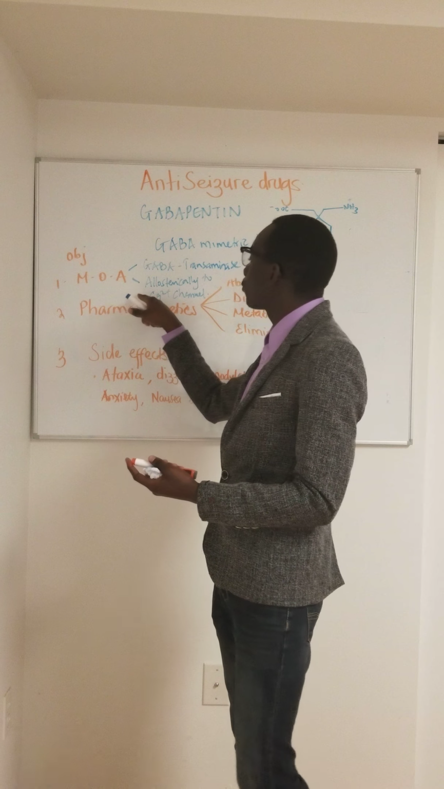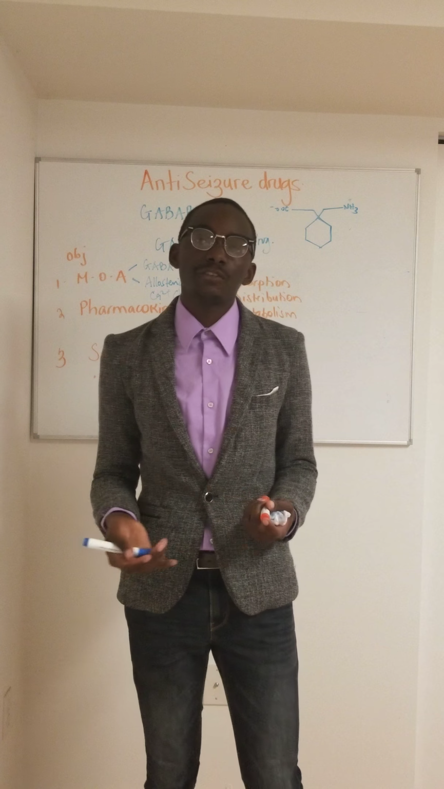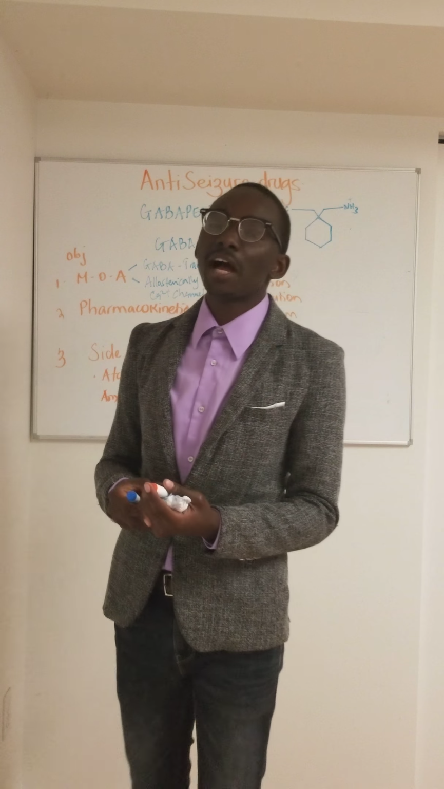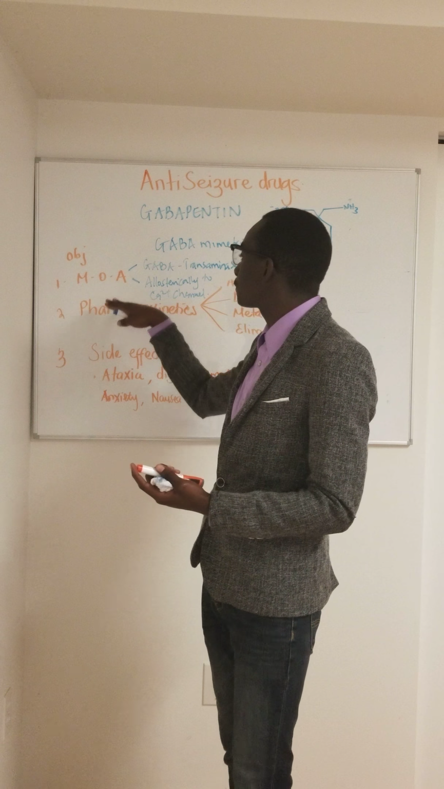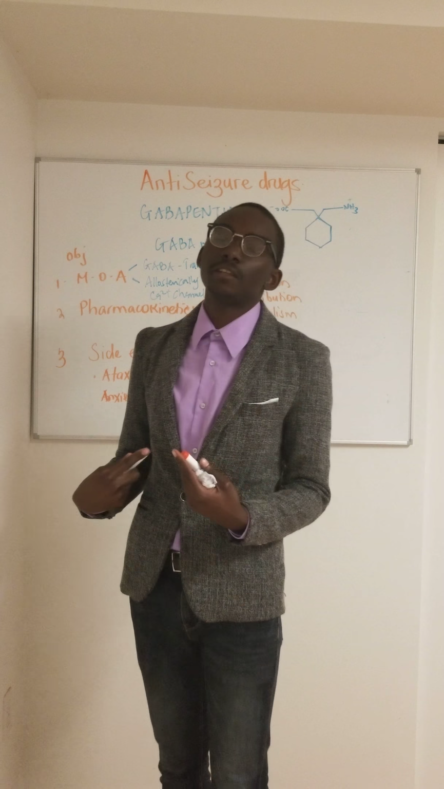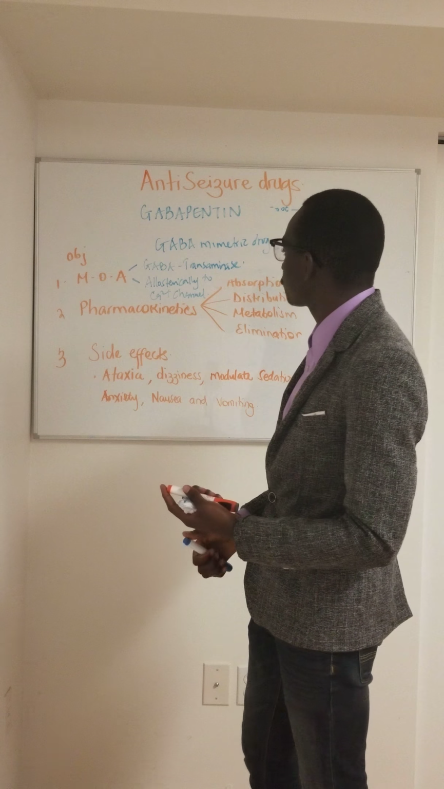So this drug will bind allosterically to the calcium channels, and also remember calcium is important in the propagation of these nerve impulses. So therefore we shall have a lessening of the activation of the calcium channels, hence stopping this condition as is seen in seizures. So basically, these are the two proposed mechanisms of action of this drug.